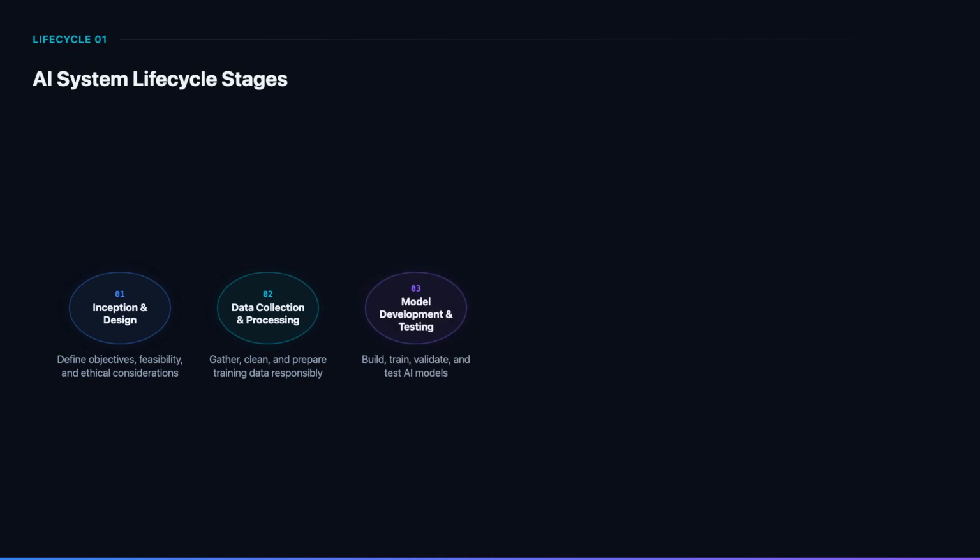During model development and testing, you build, train, and validate AI models. This includes testing for accuracy, fairness, robustness, and security. ISO 42001 requires documented evidence of thorough testing before deployment. Deployment and operation is when the AI system goes live. ISO 42001 requires you to implement monitoring mechanisms, establish human oversight procedures, and maintain an incident response capability for AI-related issues.